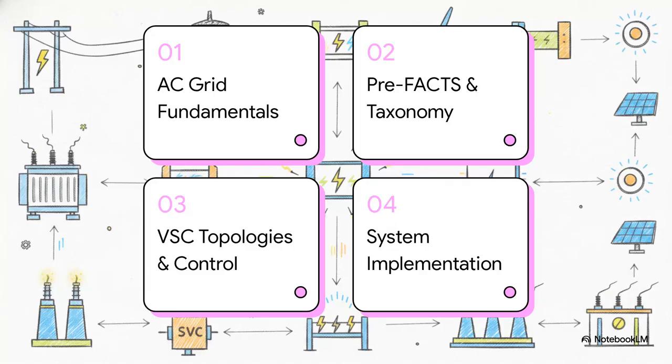Okay, so here's our syllabus for today's lecture. First, AC grid fundamentals. Then, pre-FACS limitations, followed by FACS taxonomy and topologies. After that, we'll hit VSC dynamics and control, and finally, we'll wrap up with system implementation.